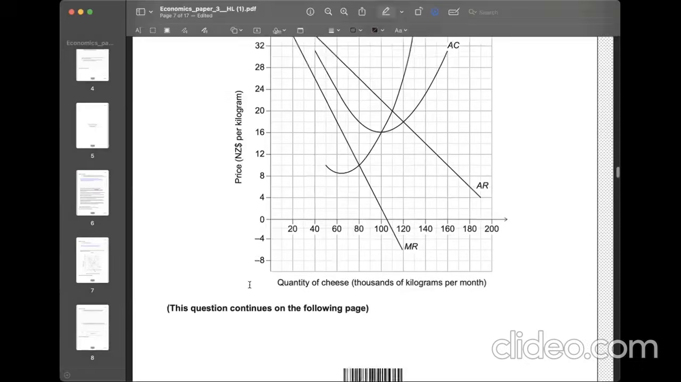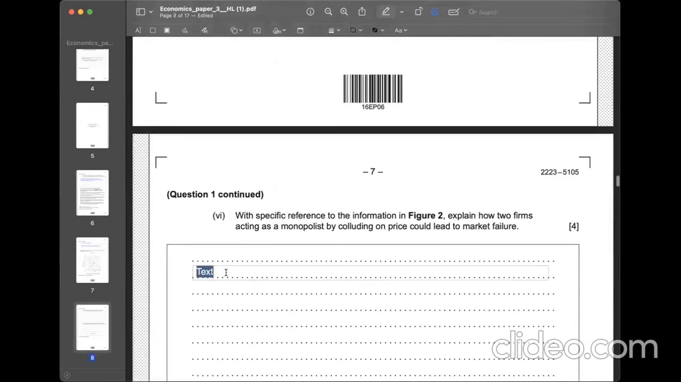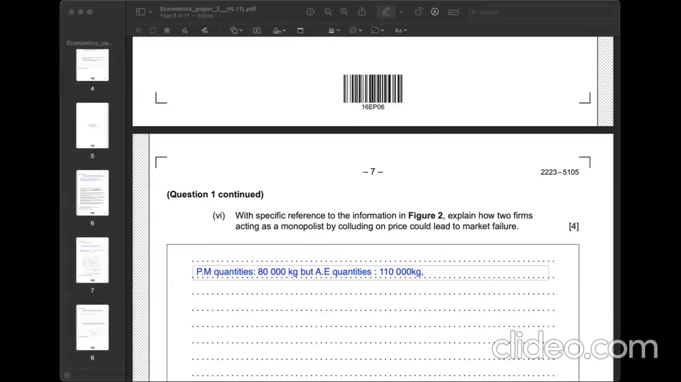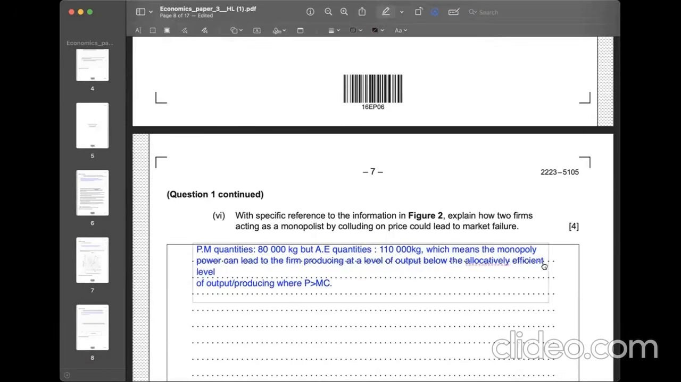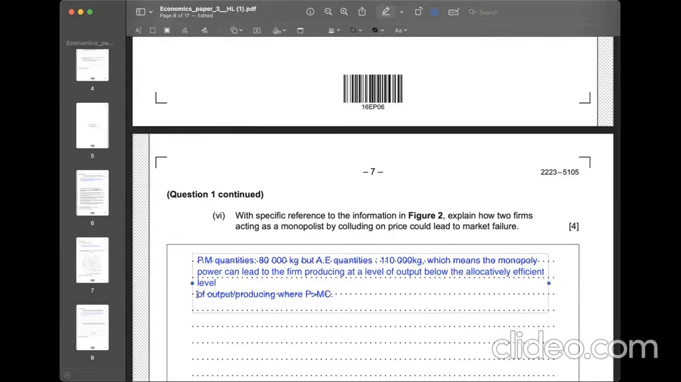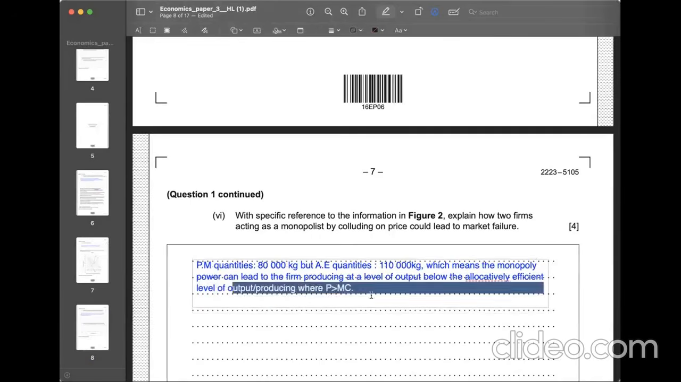So I can say that, referring to the information, profit maximizing quantity is 80,000 kilograms, but what the market genuinely wants is 110,000 kilograms, which means the monopoly power can lead to the firm producing at a level below the allocative efficiency level, so it is producing less. That's why.